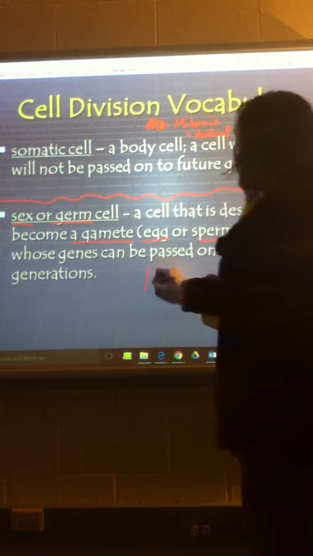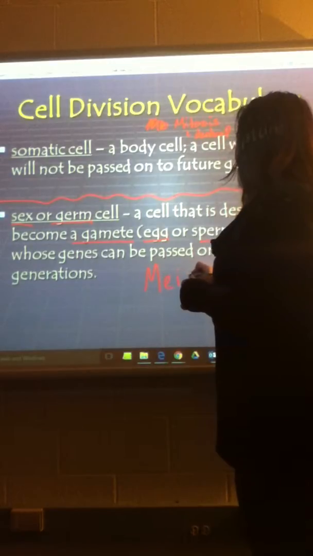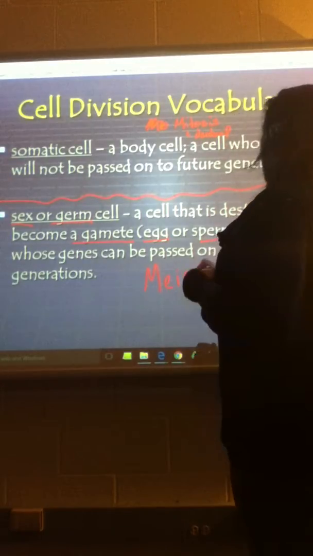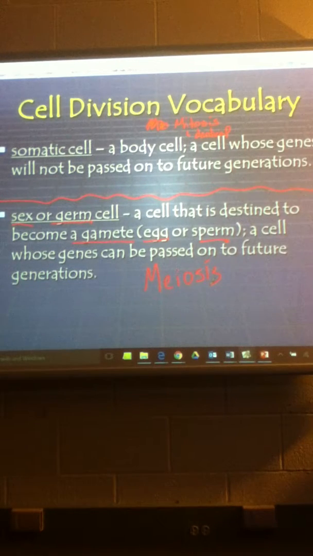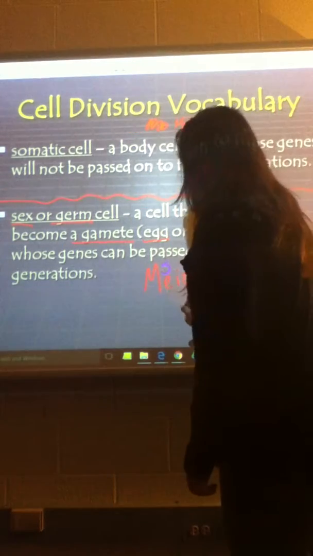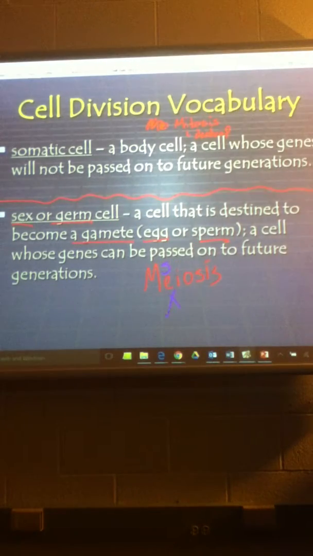So these are going to be going through, write this down, meiosis. Those are going to be going through meiosis. And remember, the E in meiosis is for the sex parts. Okay? So compare and contrast.